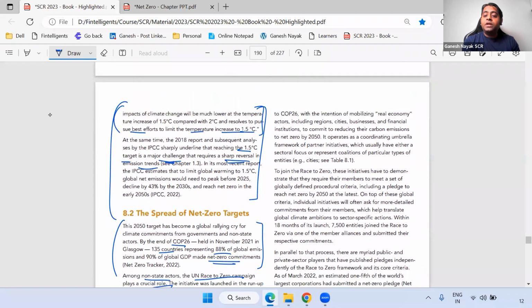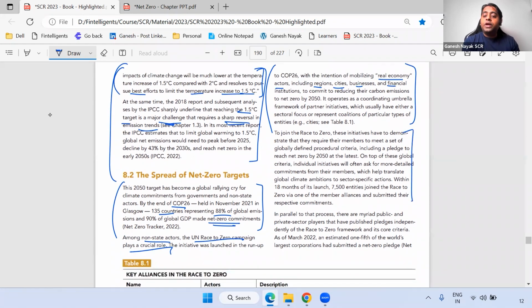Okay, now it is giving you details of what this initiative is doing. It is focusing on real economy actors like regions, cities, businesses, and financial centers. If you want to join the Race to Net Zero, then you have to demonstrate that, being a member, you have a set of globally defined procedures. On top of this global criteria, there are individual initiatives.